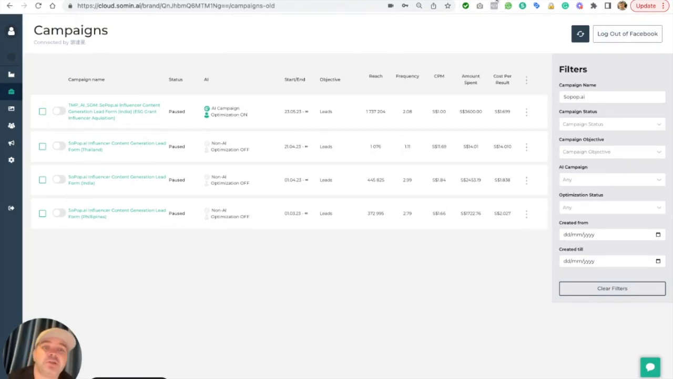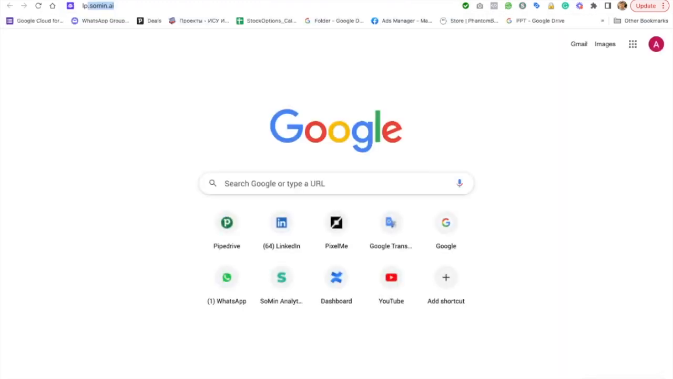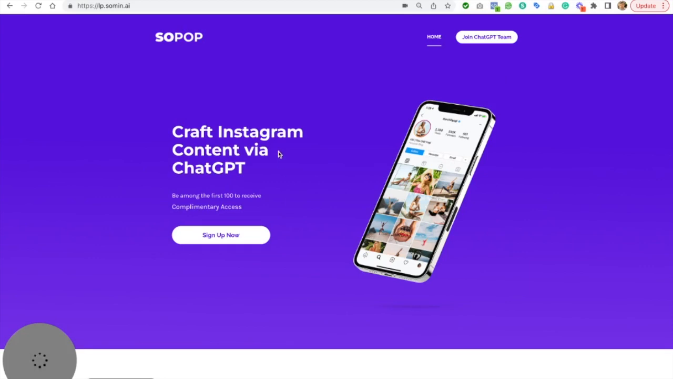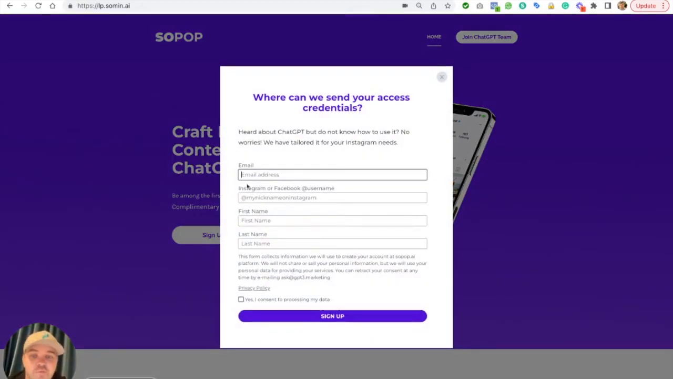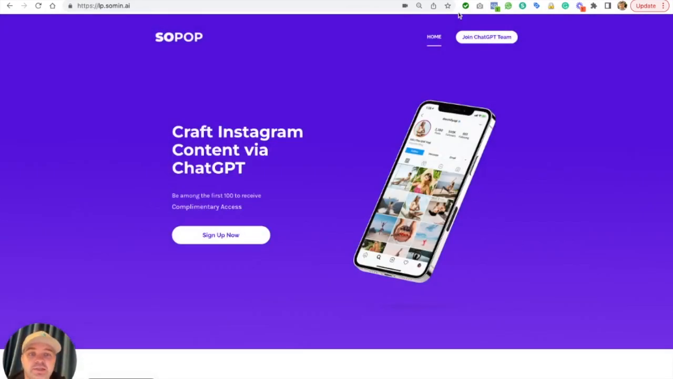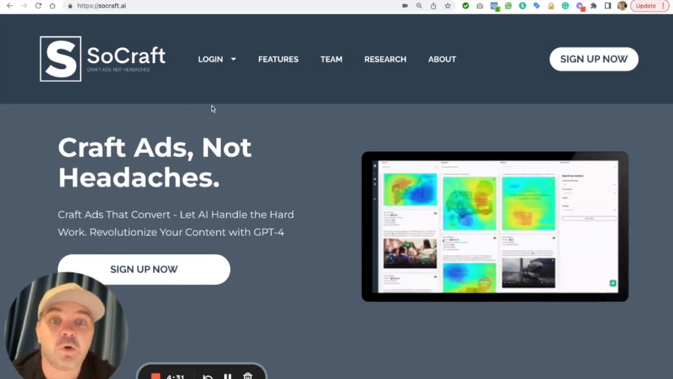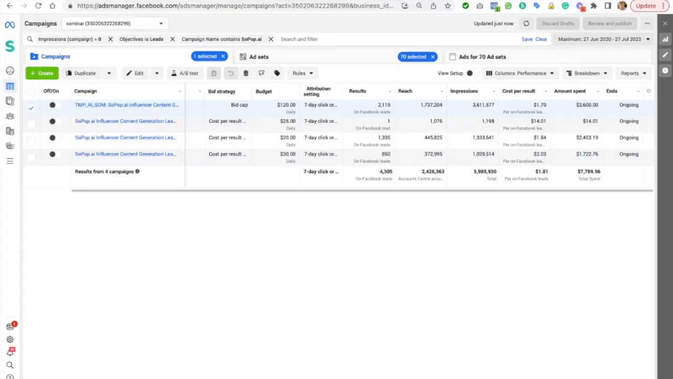We are going to talk about our own advertising campaign, which we were running to attract digital influencers to our platform called SoPop. It's a sign up form, a typical lead form, that leads us to the sign up in an automated self sign up platform called SoCraft. So this is a typical conversion funnel.